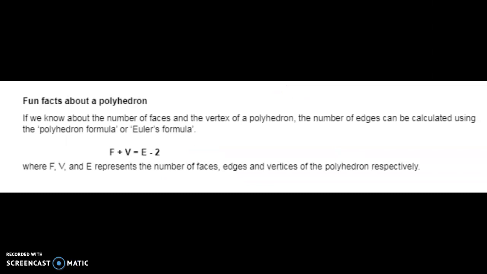Here is one trivia or fact about polyhedrons. This formula was discovered by a mathematician named Euler. If we know the number of faces and vertices of a polyhedron, the number of edges can be calculated using Euler's formula, which is the number of faces plus the number of vertices is equal to the number of edges plus 2. So what you will do is use this formula to count the number of parts of a given polyhedron.